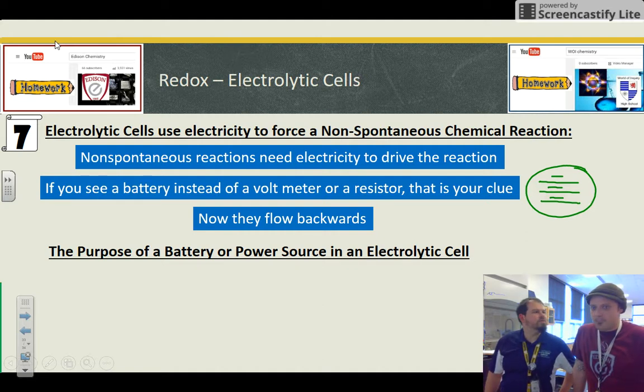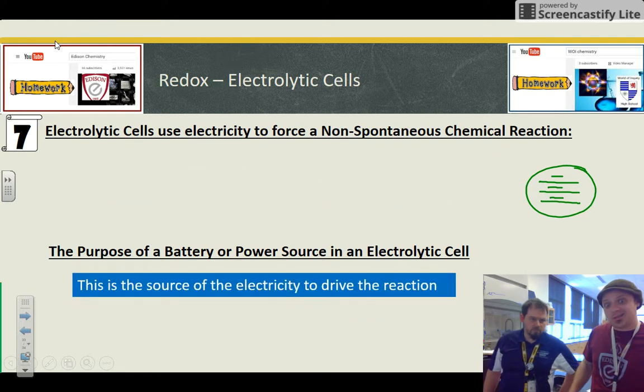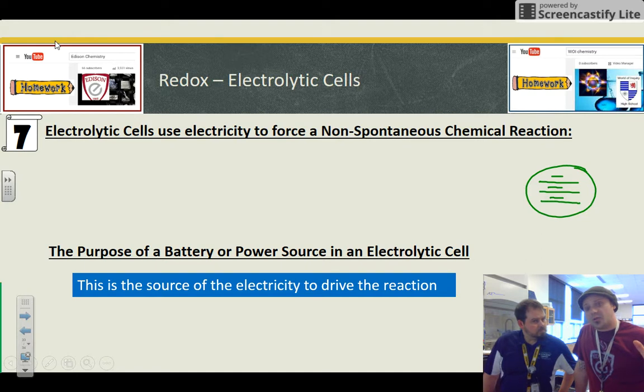And guess what? These guys flow backwards. The electrons flow backwards. It forces the reaction to go in a certain way because it's non-spontaneous. So the battery is the source of electricity to drive the reaction. And that's how you know it's an electrolytic cell, so it's got a battery. You can't use heat to drive these reactions. You can't use catalysts to drive these reactions.